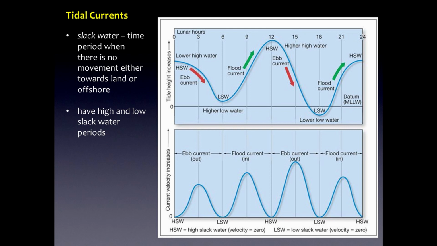And this is a period when there's no movement of water either towards land or offshore. Everything is just sort of sitting there. And you can see it once again on this graph, that we have 2 episodes of slack water, low slack water during the day, and 2 episodes of high slack water. So we have both high slack water and low slack water periods. And there's no movement of water either one way or the other within that tidal creek. It's just all sitting there.